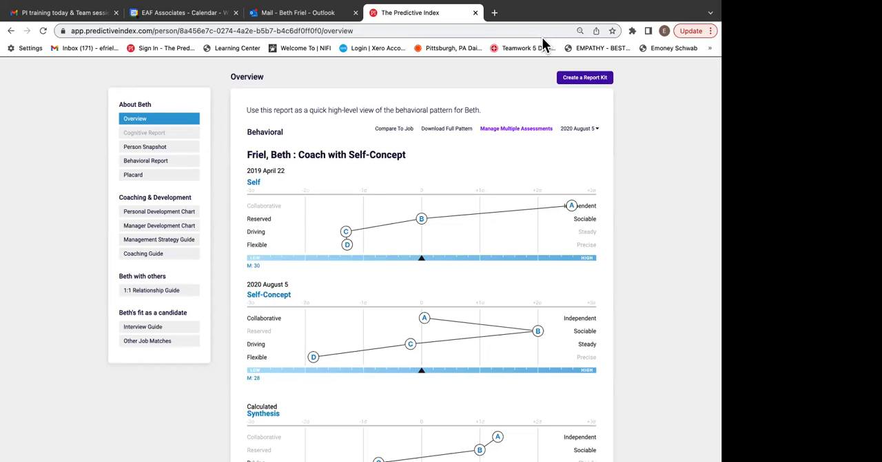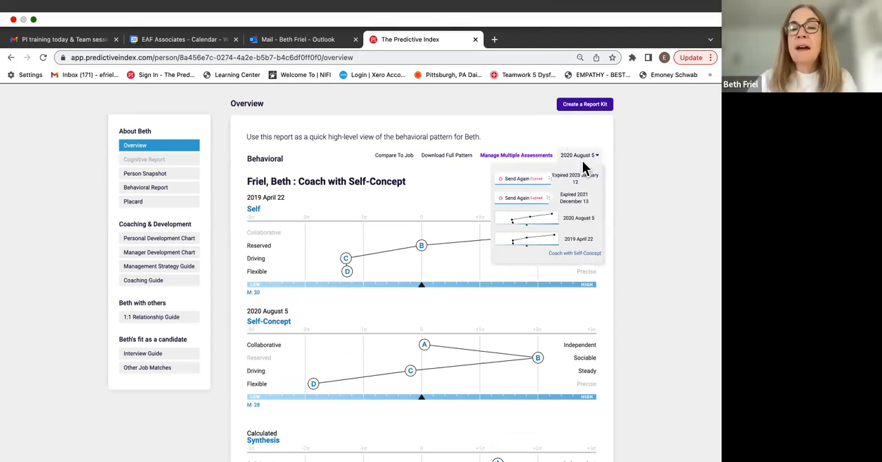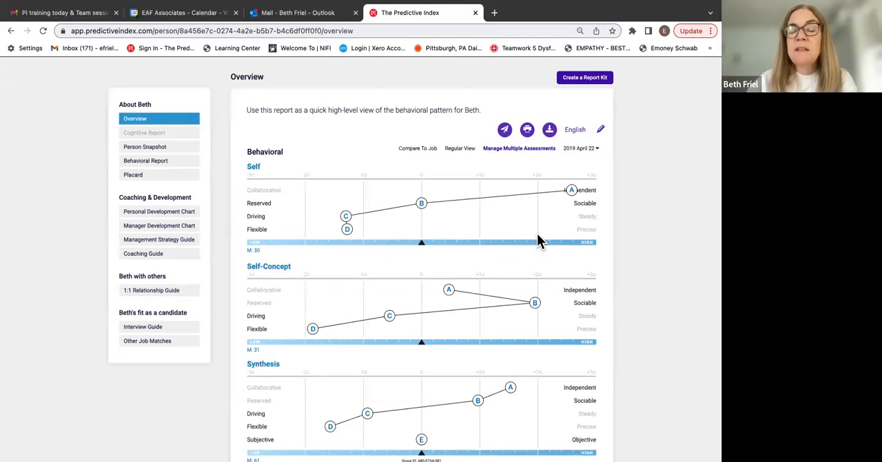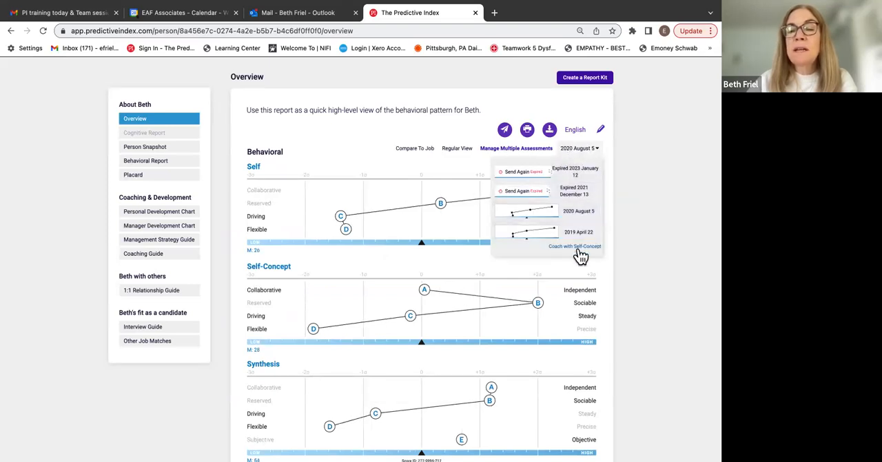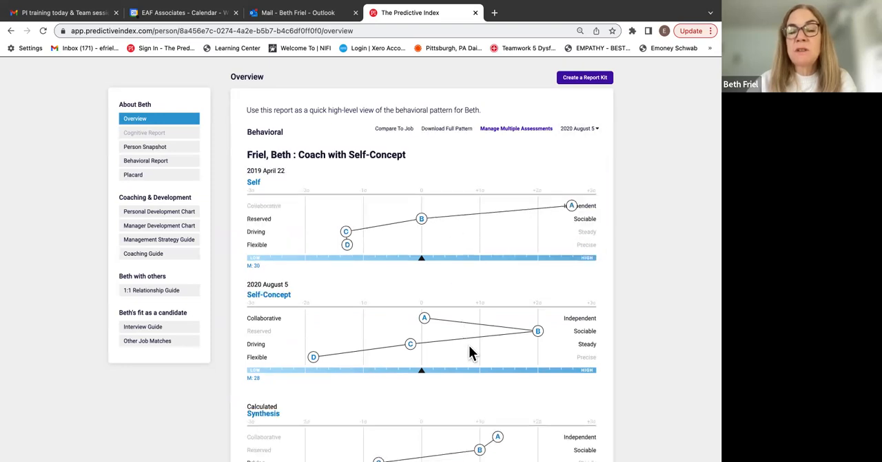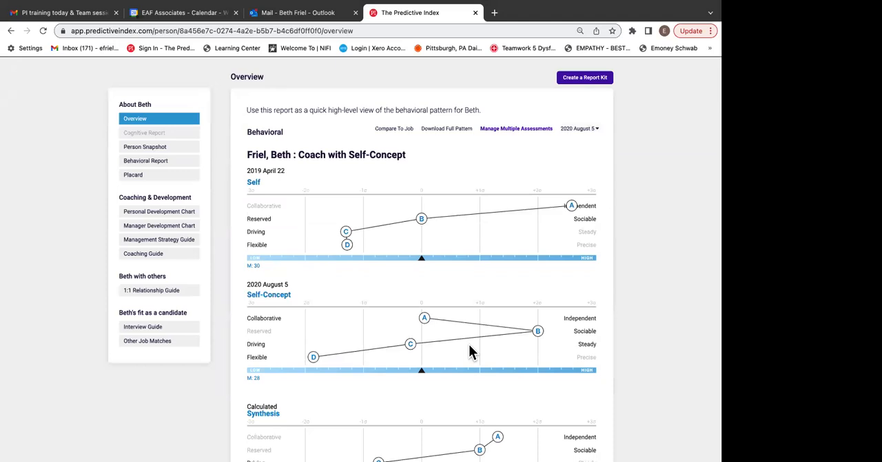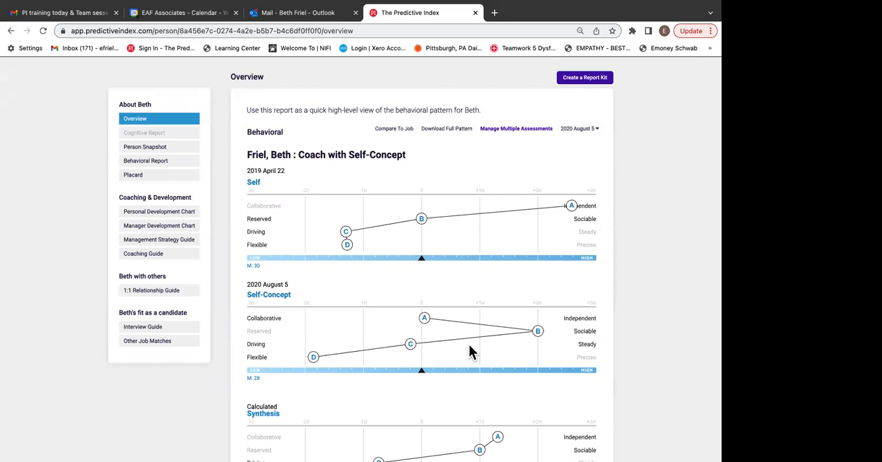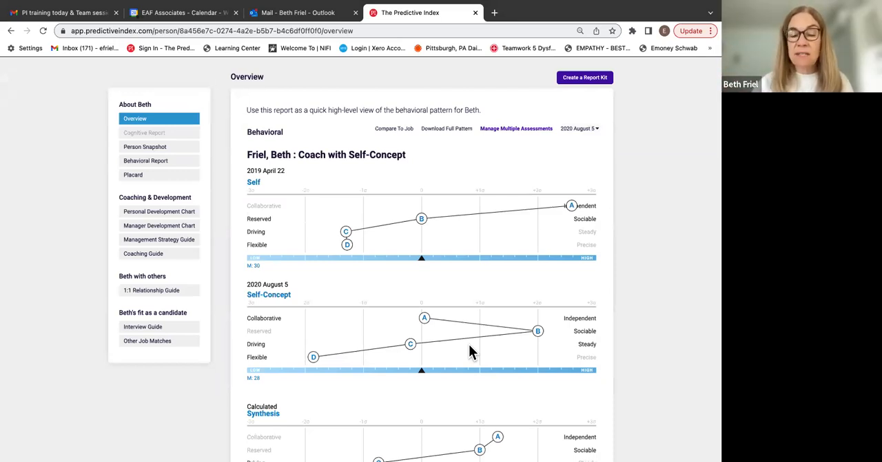That piece that you showed before of comparing the self to the self concept, is that a new feature? Because that's awesome. Yeah, this is coach with self-concept. I can bring up either view individually. That's 19, that's 20. Or I can coach with self-concept, which takes my original and pairs it with the self-concept. That's wonderful. Thank you. Now, when you run the behavioral report, it's going to be on the original. That's not changed. It's worth it to practice this self-concept.